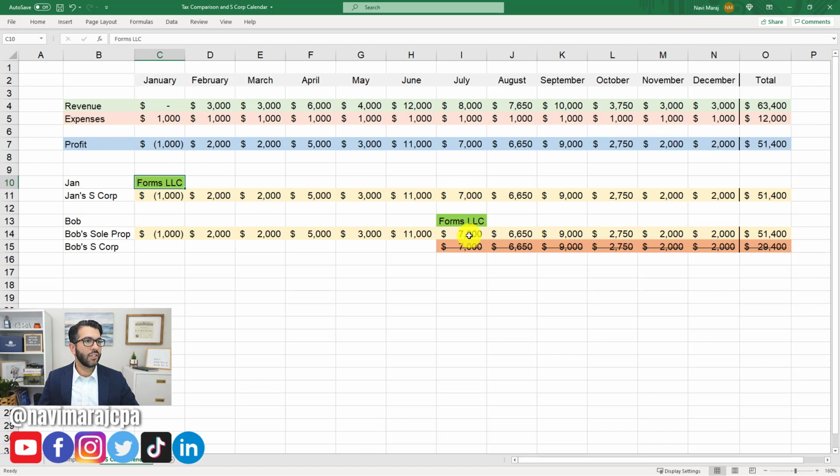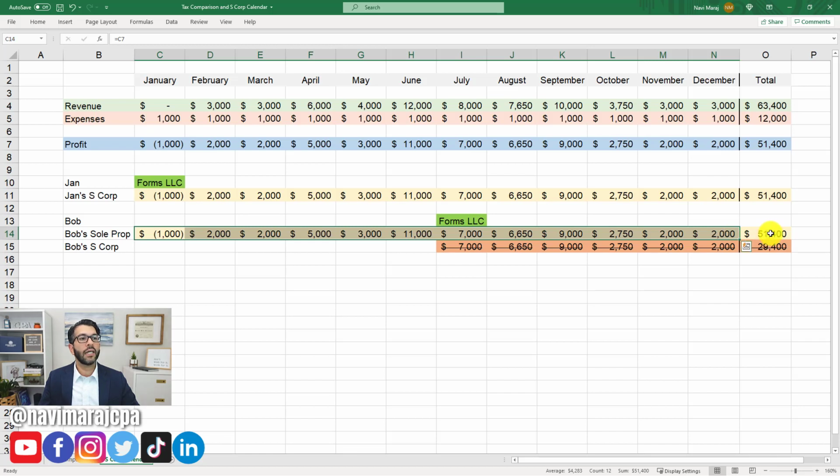Well, what happens in this situation? He has this income only from July to December, because that's when he formed his LLC, to be considered as an S corporation, which is only $29,400. So unfortunately, he's gonna get screwed. He can't make that S Corp election. It's not going to make any sense because he only has $29,400 in profit as an S corporation. So he's going to get stuck paying the Social Security and Medicare taxes on all of his $51,400 of profit.